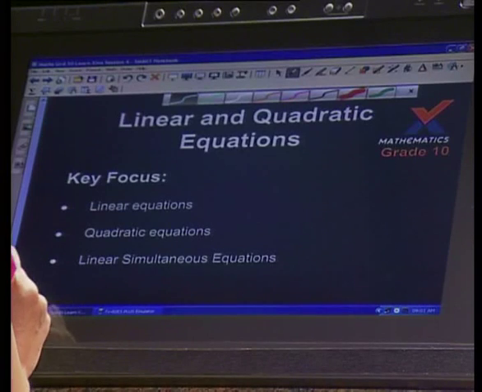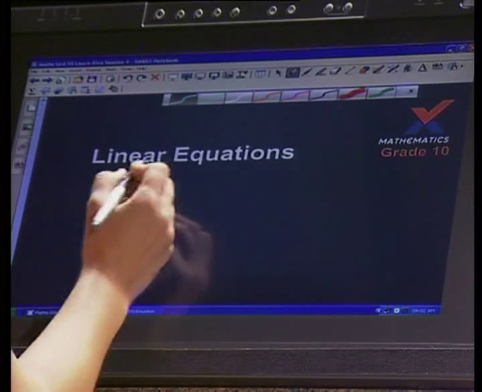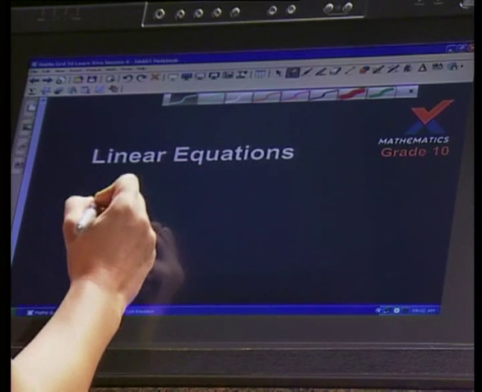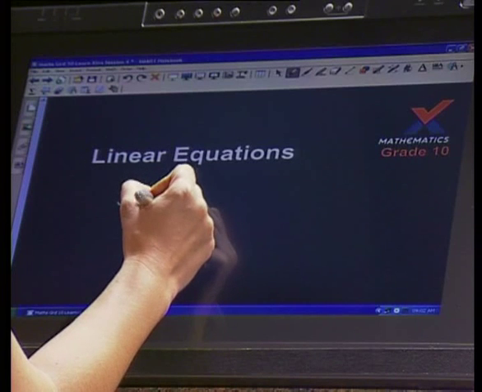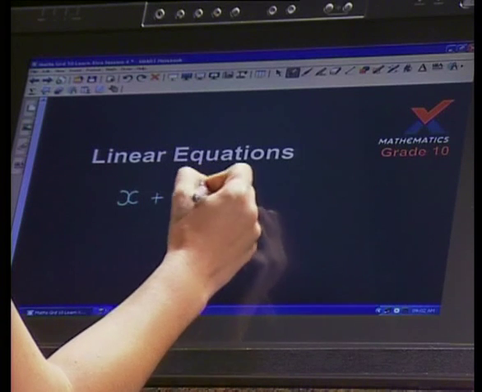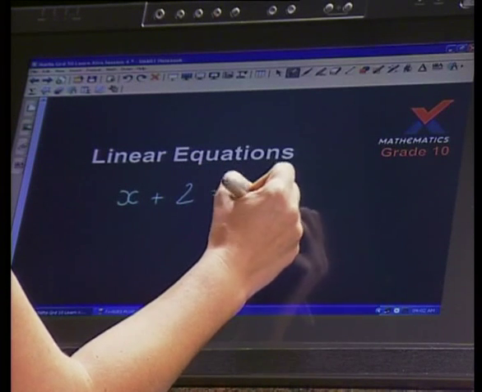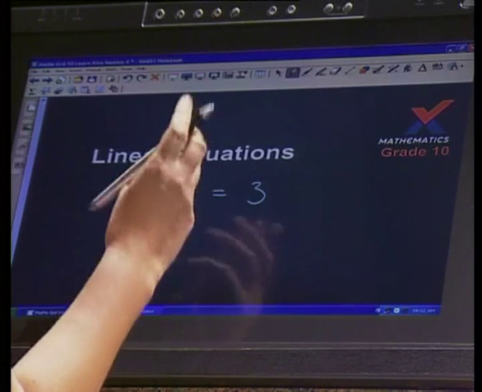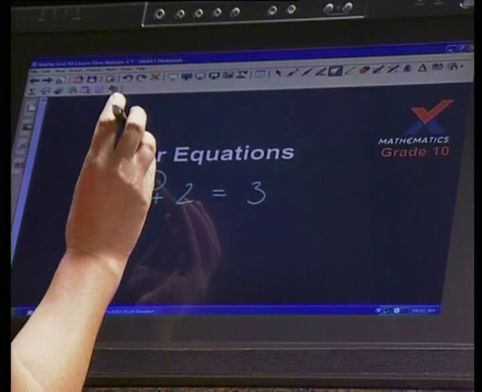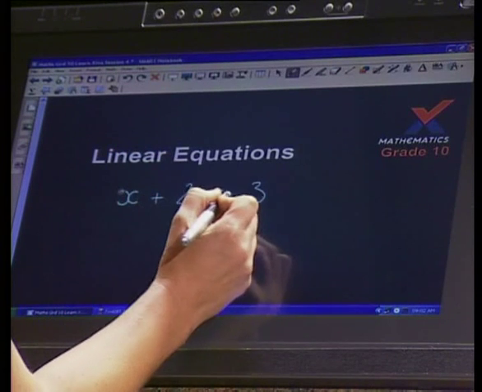Now the first thing we're going to revise is linear equations. Linear equations do not have any exponents, so it'll be in the form of x plus 2 is equal to 3. If it had a squared there or a cubed, it would not be a linear equation. So x plus 2 is equal to 3.